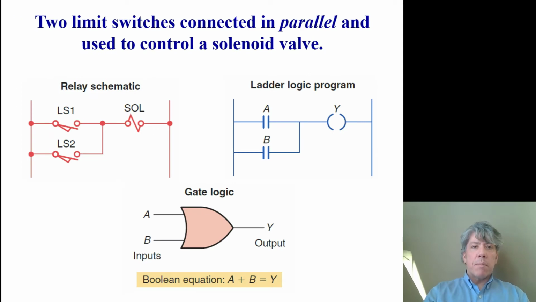Connecting two switches in parallel could be thought of as an OR function, because if limit switch 1 is on or limit switch 2 is on, then power will get to the solenoid and the solenoid will turn on. We can write a ladder logic program to do the same thing using A or B to turn on Y, and of course we can accomplish the same end with an OR gate, where we have limit switch 1 coming in on A, limit switch 2 coming in on B, and if either one is on, then the output Y will be on. Now the Boolean equation for this, to write it in a mathematical form like we're used to, would be A OR B equals Y.